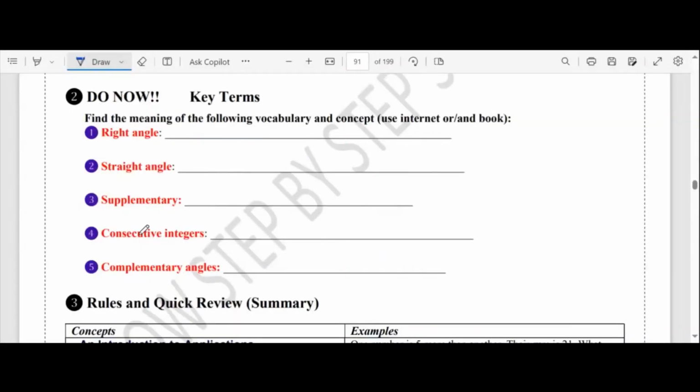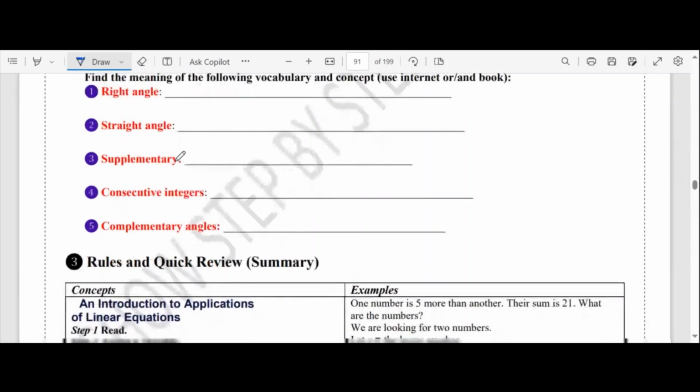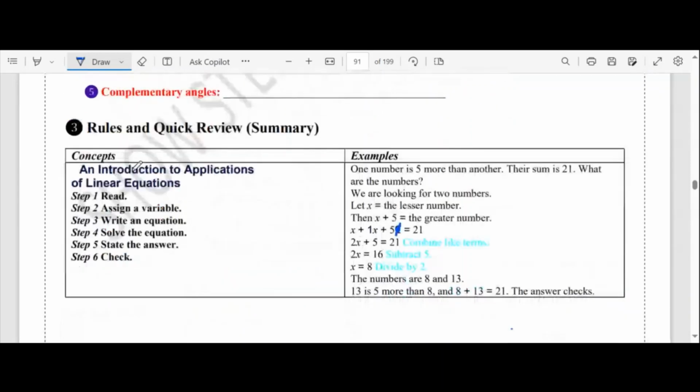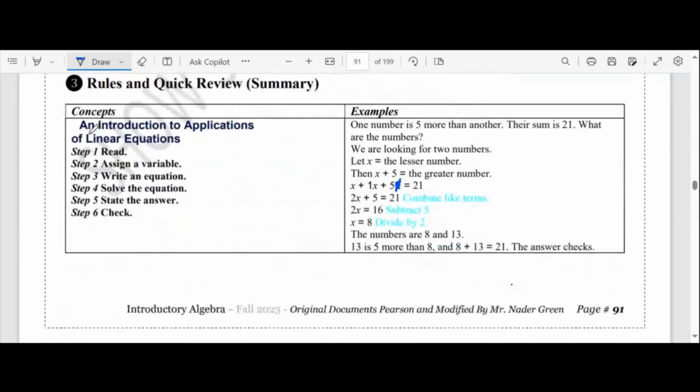After finding these words, during class, we'll learn about the meaning of those words. So let's go for rules and quick review. An introduction to applications of linear equation.